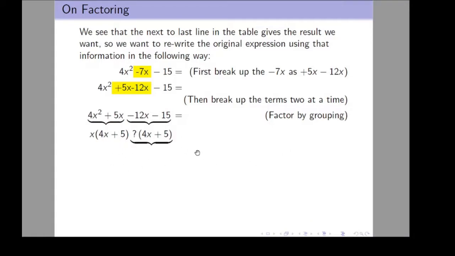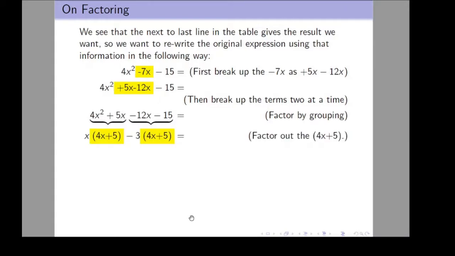So I'm going to slightly change the question from looking for a greatest common factor to saying, what times 4x is -12x? And I'm pretty sure that's -3. And I can check that that was correct by saying, is -3 times plus 5 -15? And that looks right. So this is what I wanted. I can then notice I have a 4x plus 5 in common between those two terms, as I knew I had to, because I was able to break this -7x up, I will be able to factor this. Taking that 4x plus 5 out to the front, I've got my overall result. So I am done. So that's the process all put together.